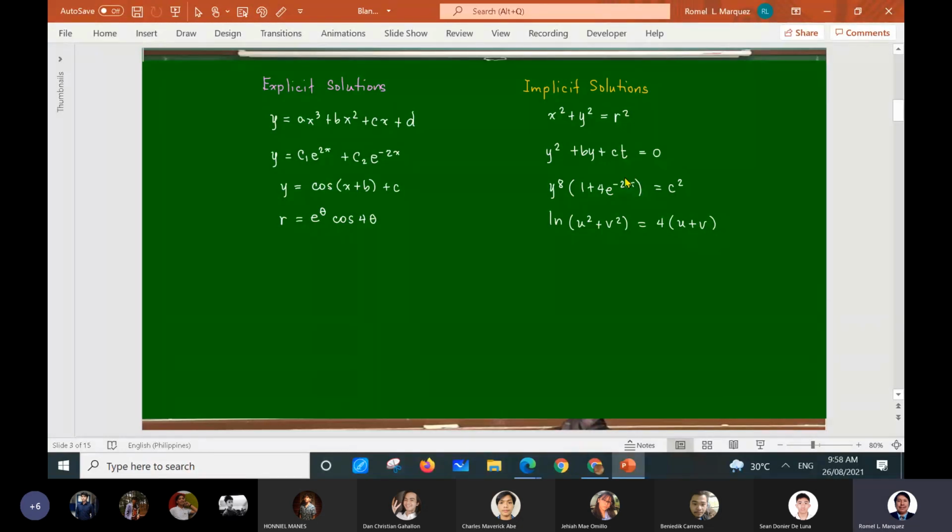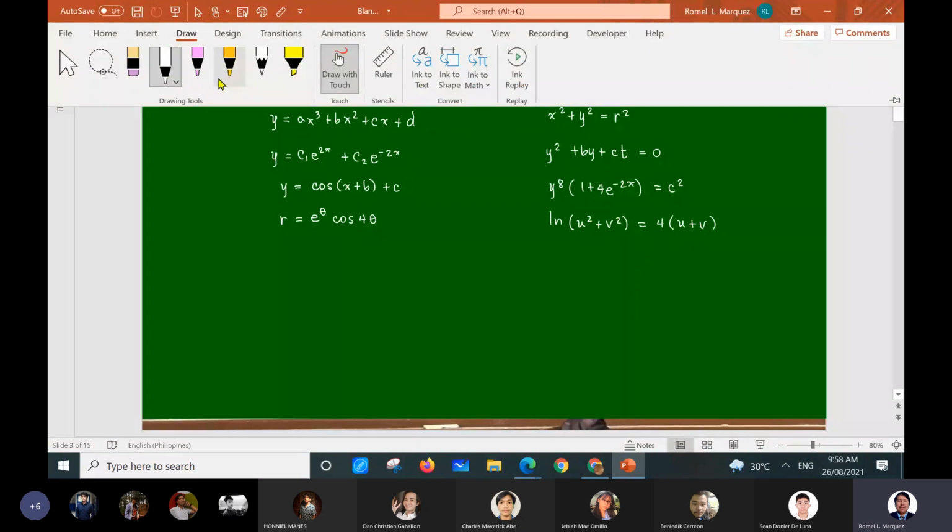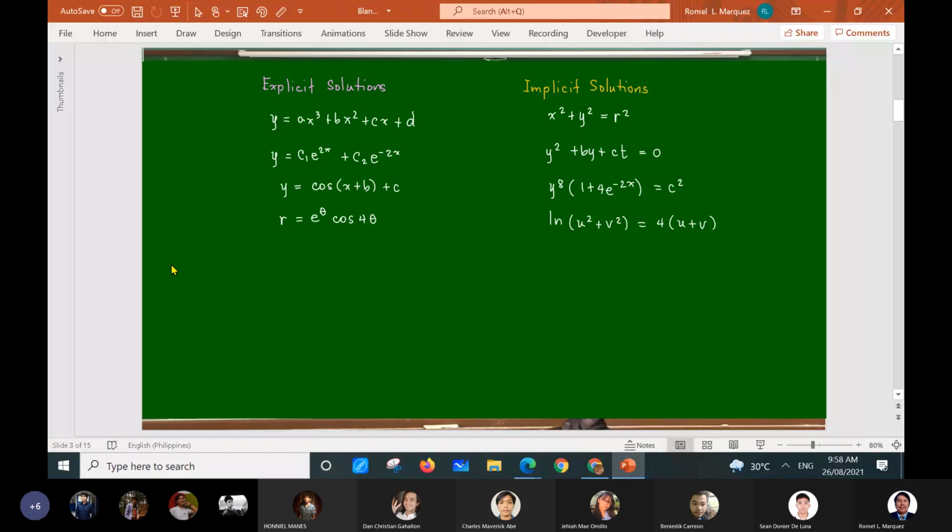So there is a special solution identical to 0. If a function is equal to 0, then it is called a trivial solution, a special name for such solution. Trivial solution.